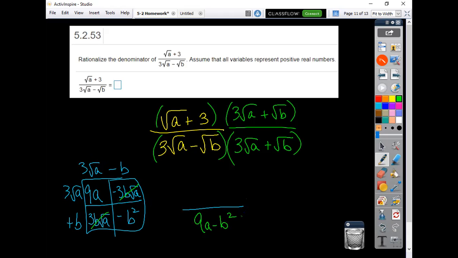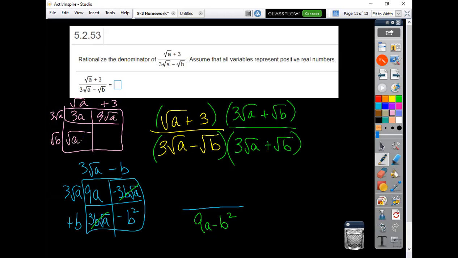And in the numerator, let's see here, what do we have? Maybe another rectangle wouldn't be a bad idea for that. So my square root of a plus 3, and my 3 square root of a, and my square root of b. Square root of a would be a, so just 3a. 3 times 3, 9 square root of a there. And square root of a, square root of b here. And then 3 square root of b here.